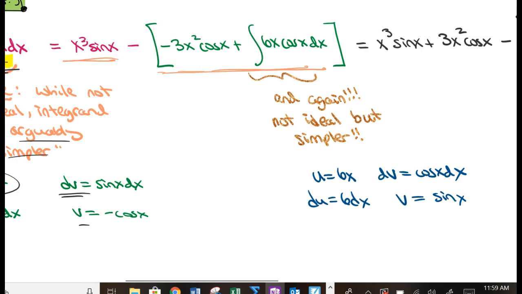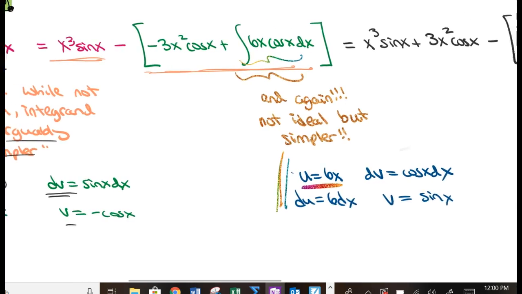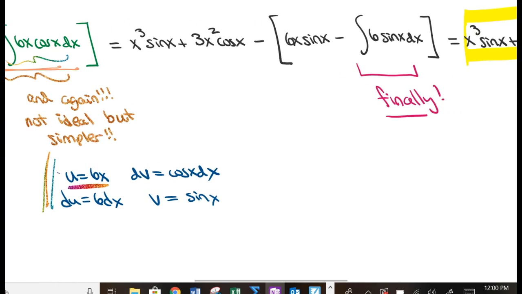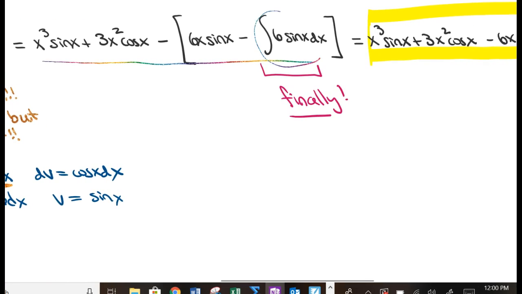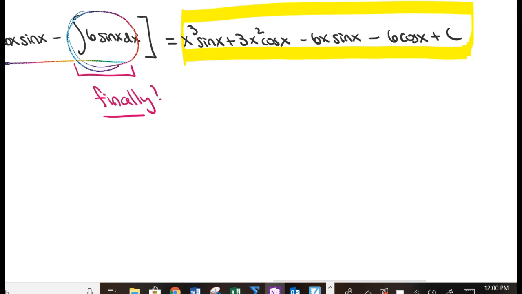And then we have a situation again. So if you look at this, again, while it's not ideal, it is simpler because now we've gone from a cubic times sine x or cos x to a quadratic times sine x or cos x, and then to a linear times sine x and cos x. And if we use parts again right here, this is my choice of u. And then finally, you have to watch all your negatives and distribute the negatives and so on and so forth, here's what we're left with. Finally. And I say finally because now we have an integral that I can just integrate without having to use parts. And here is my final answer.